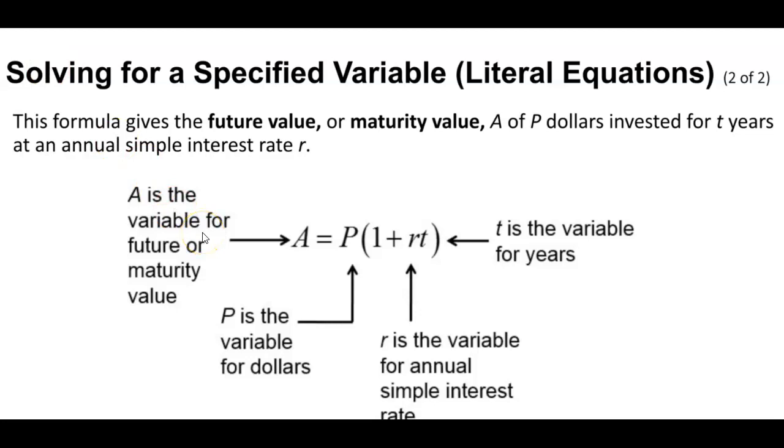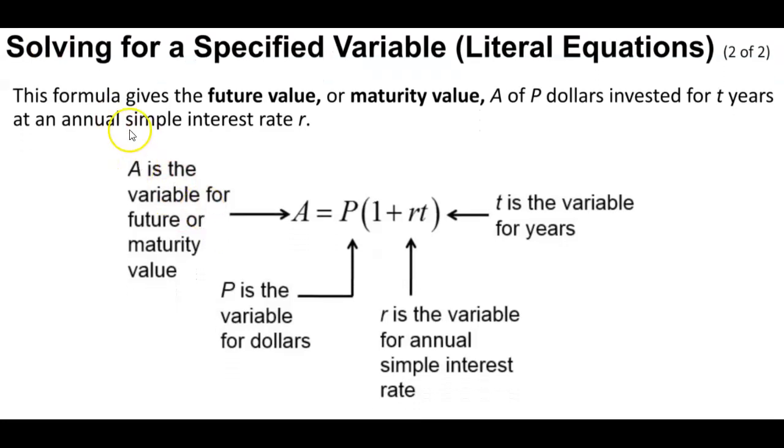Now, continued, we have another formula which gives the future value or the maturity value, A of P dollars invested for T years at an annual simple interest rate R. Here the formula is A is equal to P times 1 plus RT.